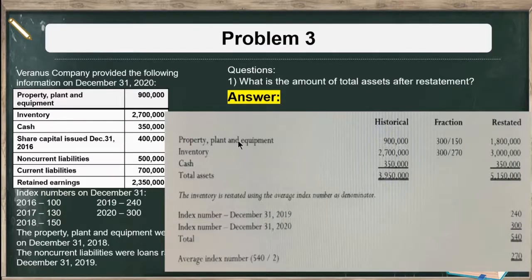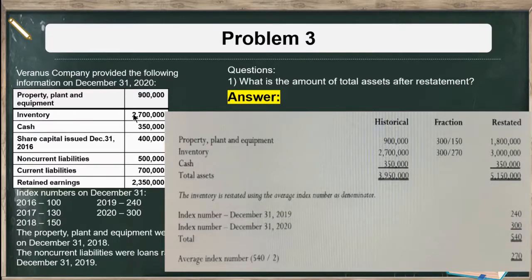So, the PPE, as mentioned, was purchased on December 31, 2018. That's why we use the following fraction. For PPE, we use the current price index over the historical price index. The current price index is 300, that's our numerator. The historical price index is the price index at the time the PPE was purchased, which is 2018, so we put 150. So 900,000 times 300 divided by 150 would be 1,800,000.